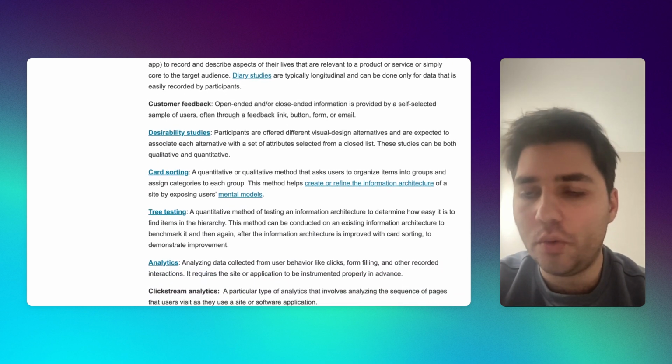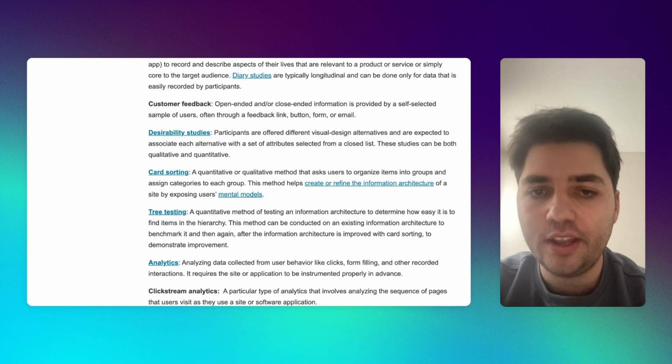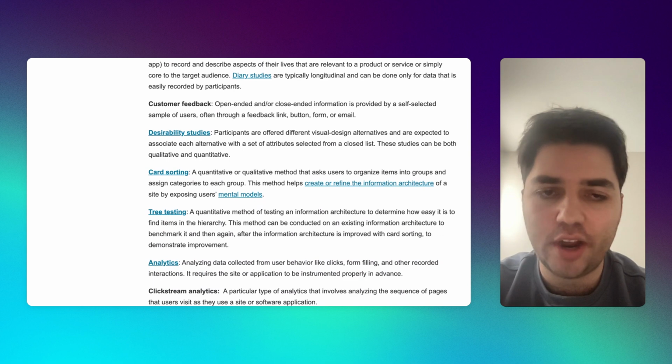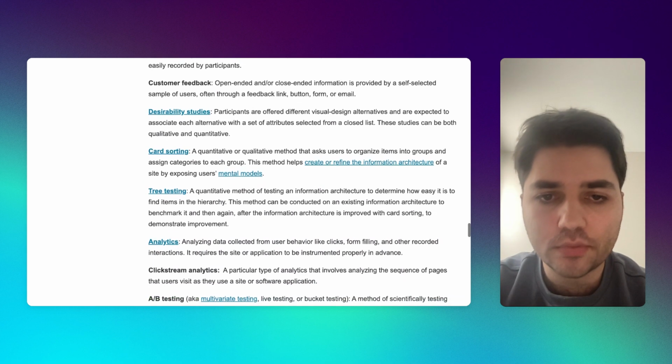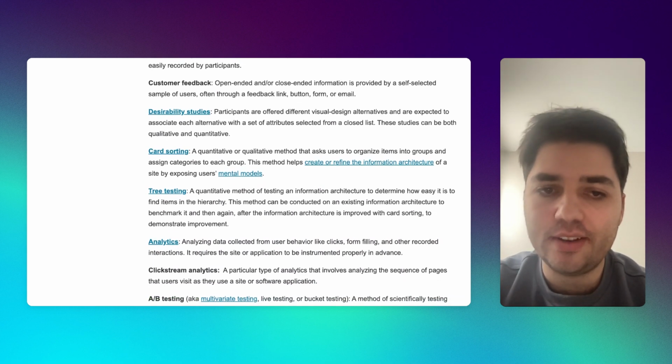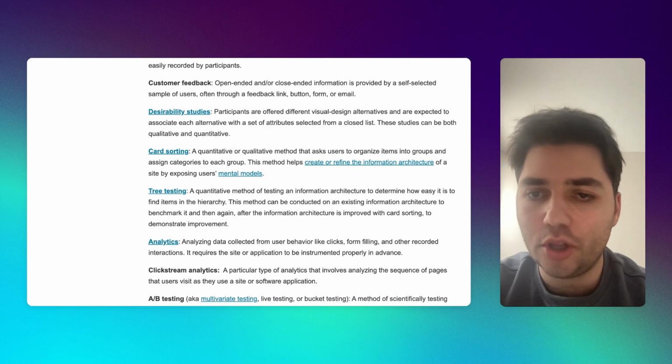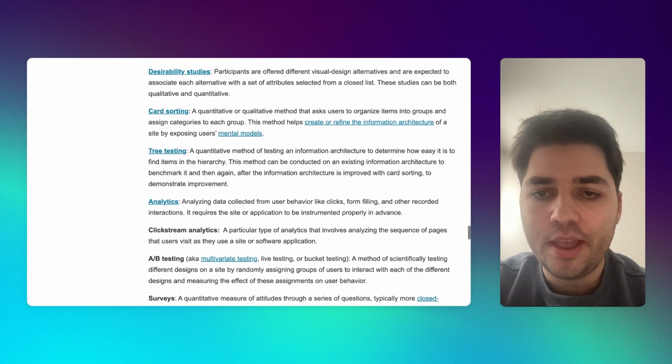Analytics is when you are looking at clicks or form filling and seeing how often do people do things and trying to analyze that data. Clickstream analytics are figuring out how do people look at different sequences of pages and trying to figure out the specific information about clickstreams.